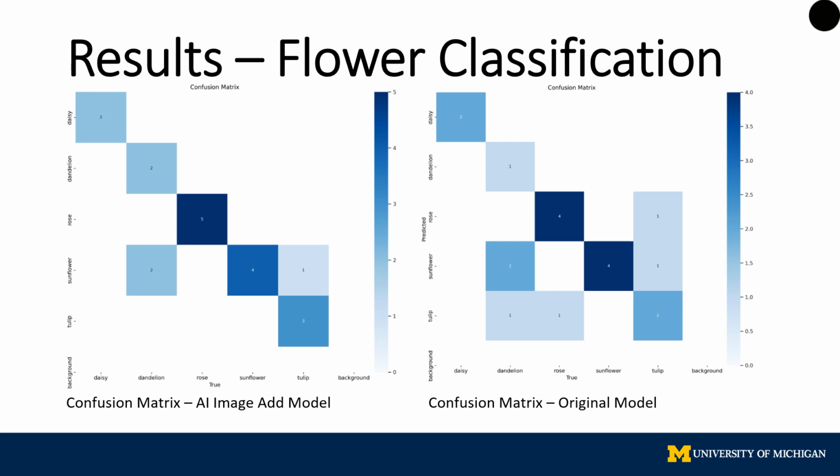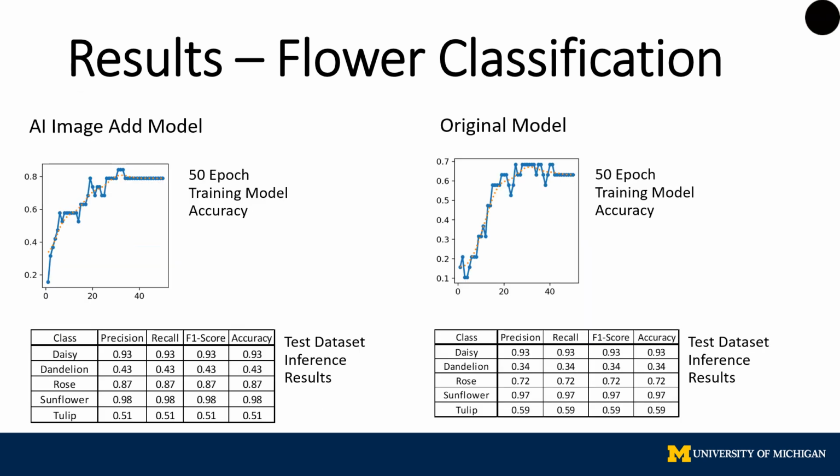You go from 3 total that are misclassified compared to the original, in which there are 7. So continuing to look at the flower classification, the AI image add model on the left during 50 epochs of training reached a higher accuracy, and in the test data set inference results, the accuracy for the dandelion, the rose, and the sunflower all increased with a minimal decrease in tulip accuracy.